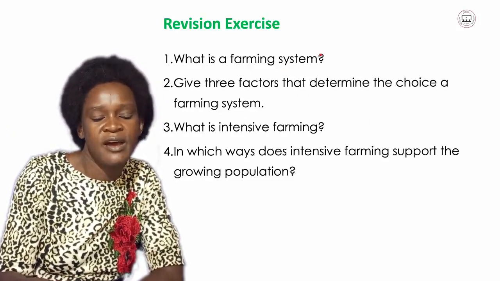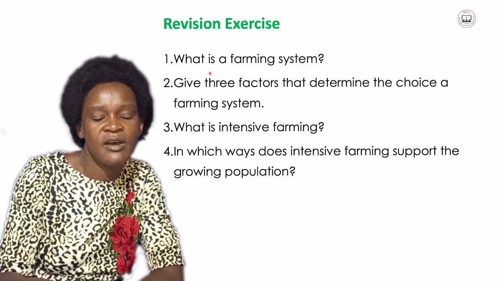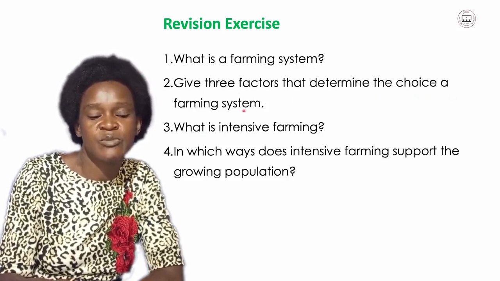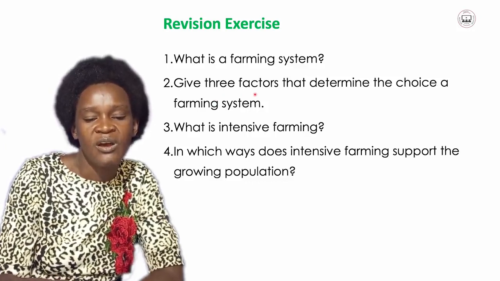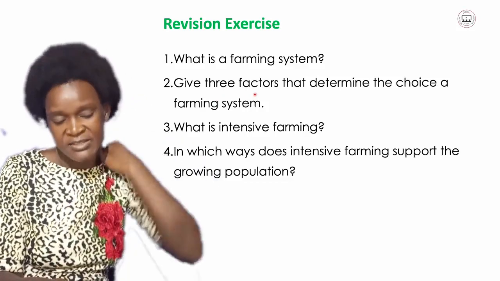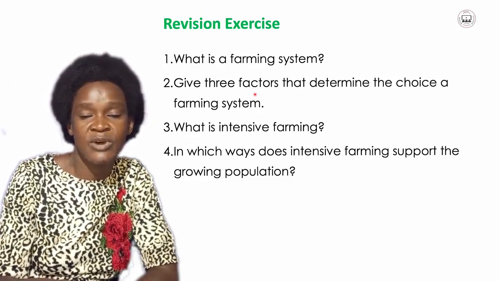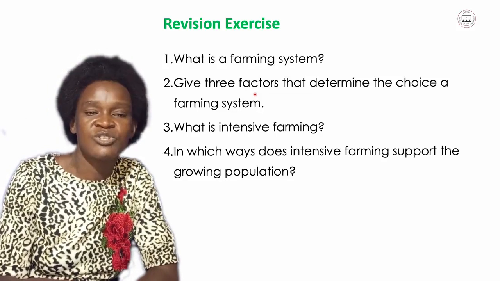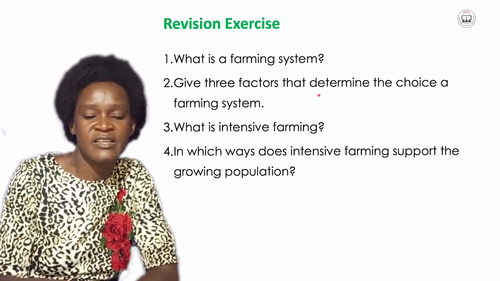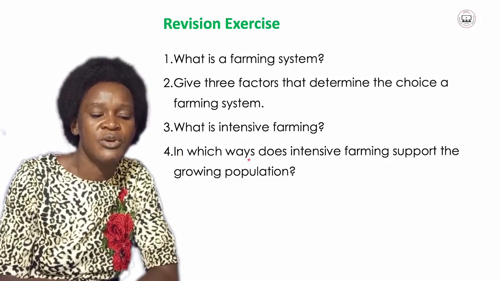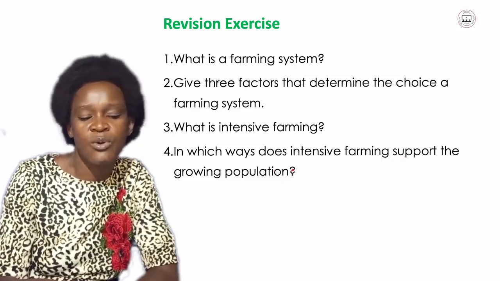Then let us have the revision exercise. At least you need to define the term farming system, then give 3 factors that determine the choice of farming system. Since we have listed several examples of the 2 main farming systems, some are under intensive, some are under extensive, it means you need to choose wisely on the farming system to practice. So I need you to give me 3 factors that determine the choice of farming system. And also define intensive farming. Another question, in which ways does the intensive farming system support the growing population?